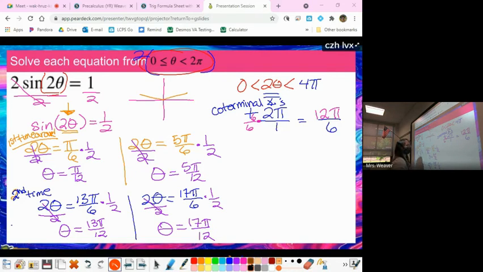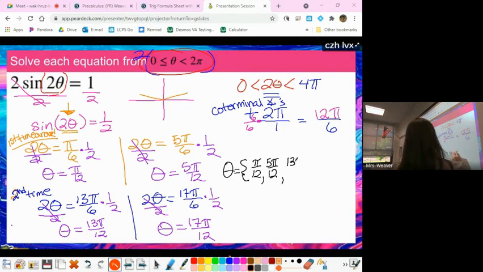Last step, we want to write our answers all together in one set in order from smallest to largest. Remember, your smallest will come from your first time around. So that's going to be pi over 12, 5 pi over 12. Then we'll go to the second time around. We got 13 pi over 12. And our last one was 17 pi over 12.